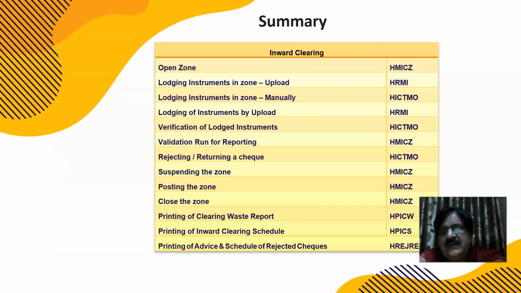There are some menu options, kindly note them down. When you open the zone, HMICZ. When you lodge the instruments by upload, mass upload, HRMI. Very rarely I have seen this: lodging of instruments in the zone manually, HICTMO. Then we send through check truncation system, CTS, right? Verification of lodged instrument, HICTMO, same. Validation run, HMICZ. Return rejecting any instrument, either inward or outward, HICTMO has to be used, which is used for lodging of inward clearing zone instruments.